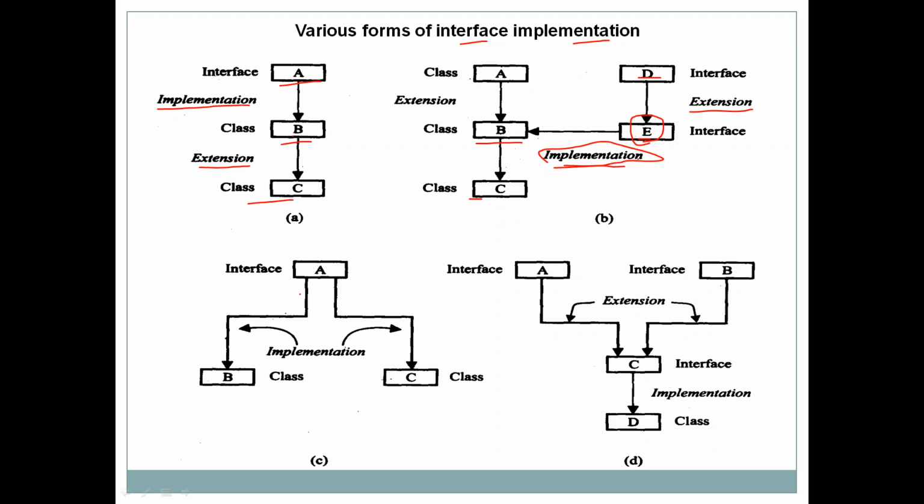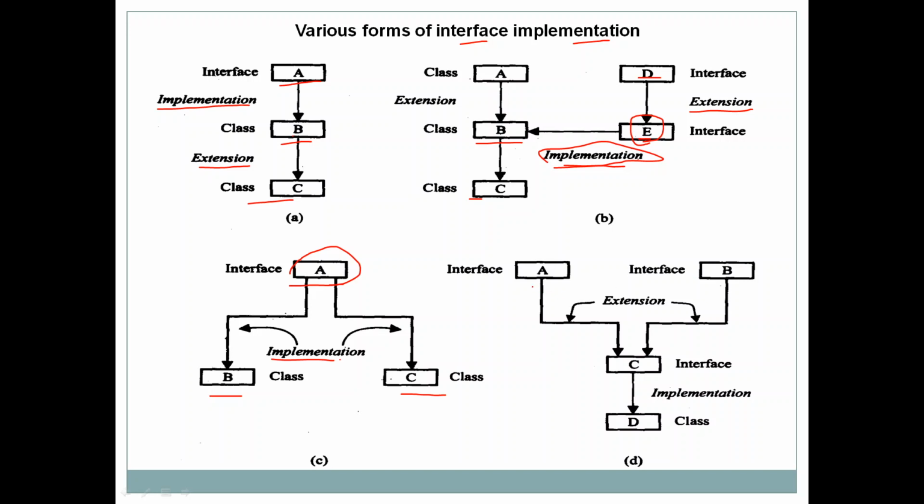Next we have an interface A and two classes, class B and class C, and both classes are inheriting from the same interface, interface A. Again the keyword used is implements, that is implementation. So two classes can inherit from the same interface.